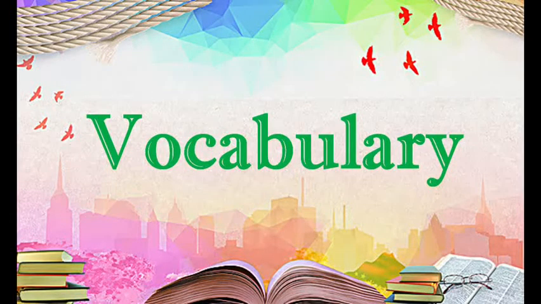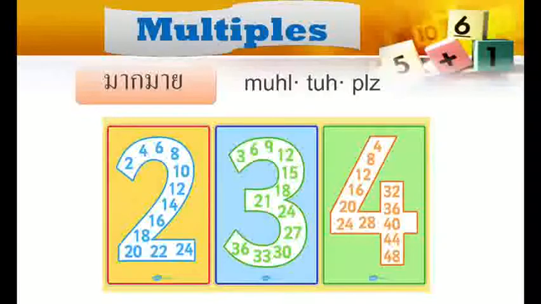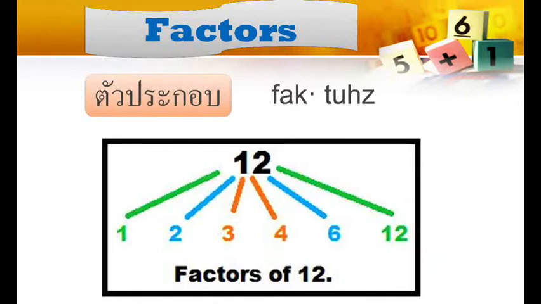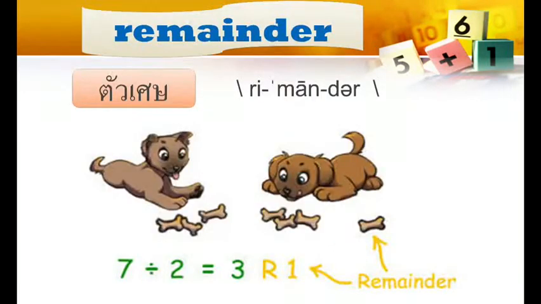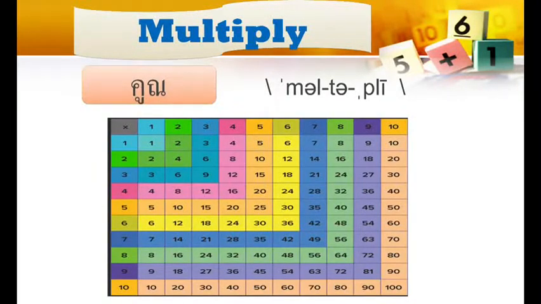Vocabulary. Number 1, multiples. Number 2, factors. Number 3, pattern. Number 4, remainder. Number 5, multiply.